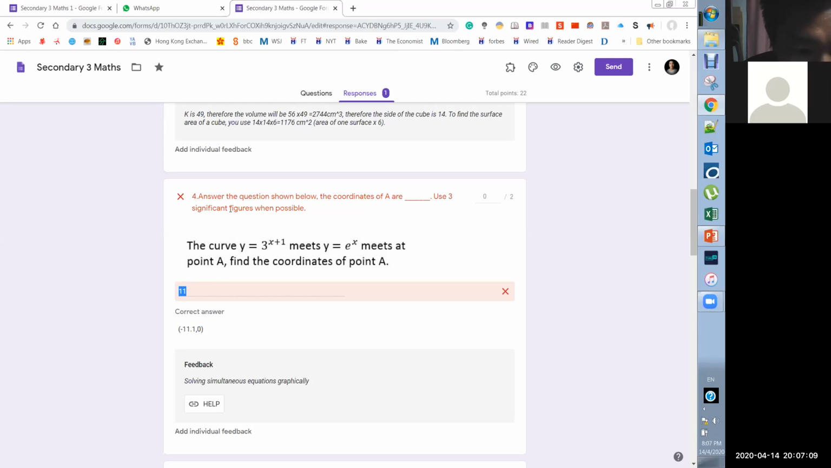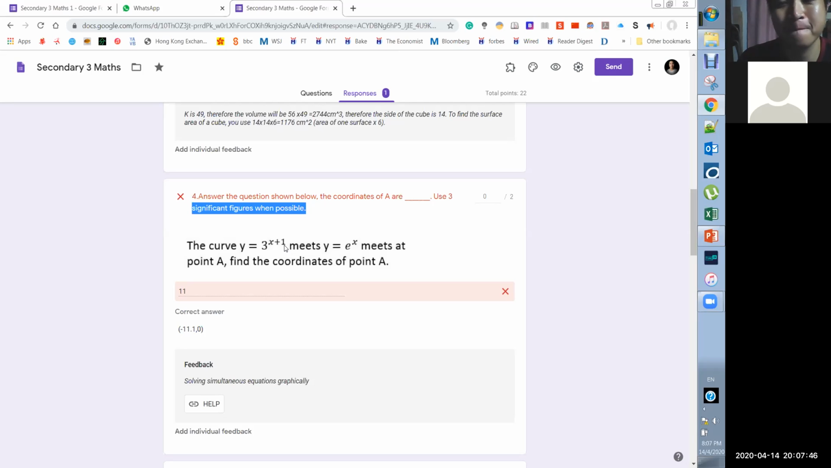That's why I say use 3 significant figures here when possible. So if you find out the answer is exactly minus 11, that means you're wrong. But anyway, you can click on the help link, and this will point you to a similar question. I remember this question very clearly because you asked me what is left in the indices and logarithm chapter. And then I showed you that in fact, you need to learn how to draw y equals e to the power x. And you also need to learn how to draw 3 to the power x plus 1. Am I right?